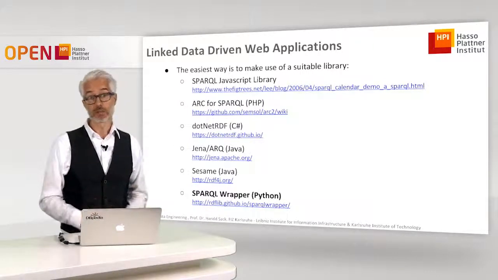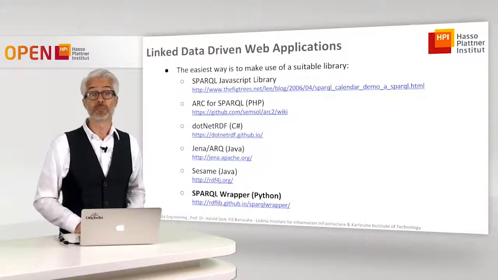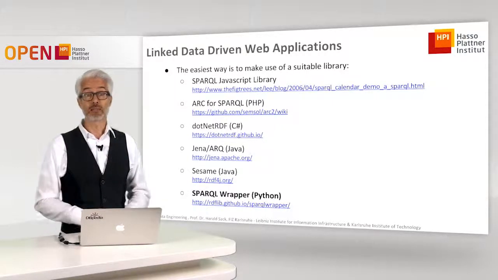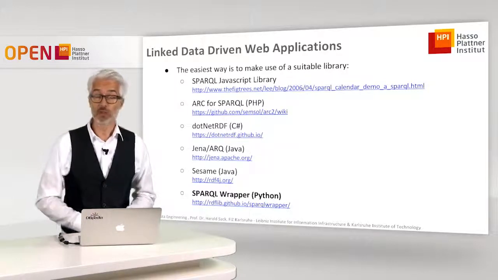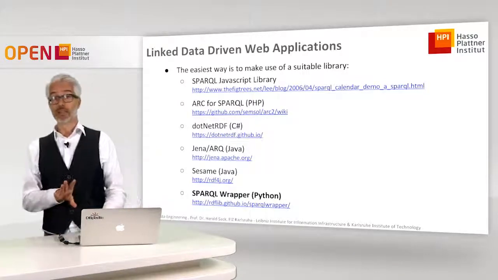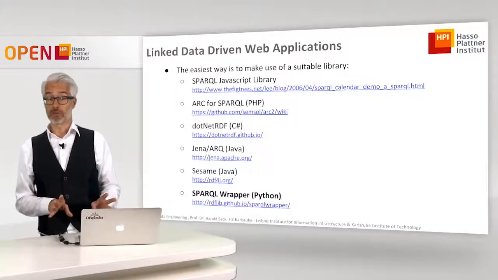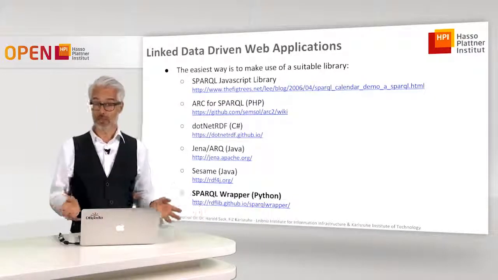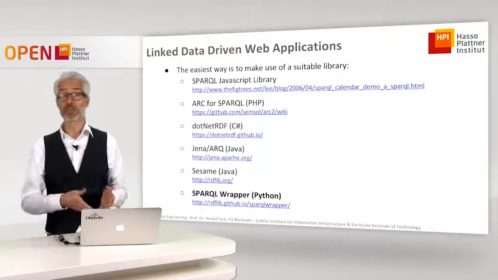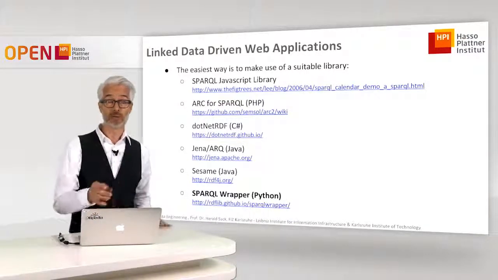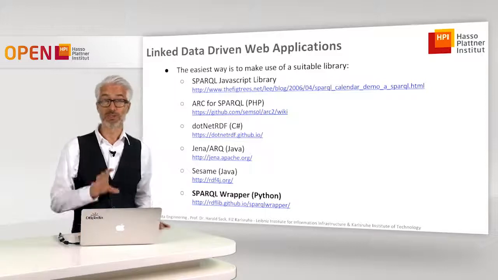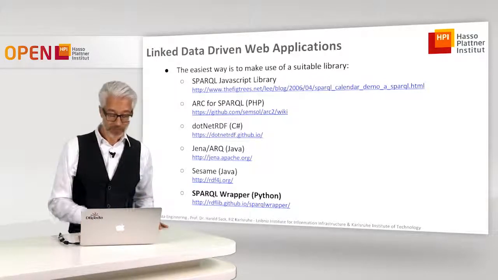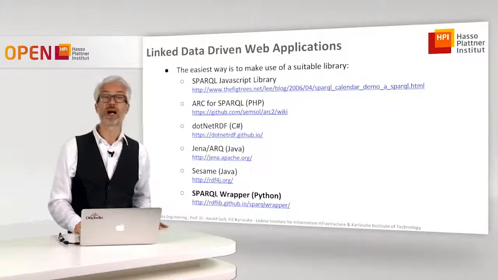We want to use, just for the sake of simplicity, a Python library. It's called the SPARQL wrapper. I have chosen this because it takes the least effort to write a linked data application. And Python is a rather simple language, so if you know Java or anything like that, you are also able to write a Python program because it is pretty similar. And it's really simple, you will see that. So we will make use of this SPARQL wrapper.